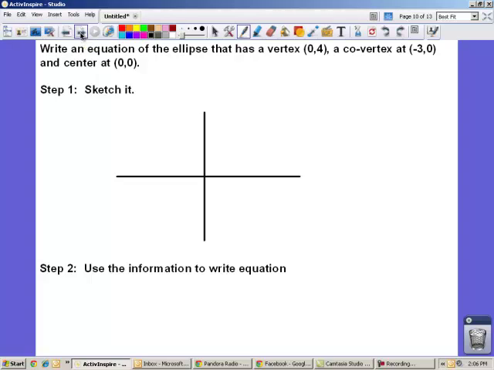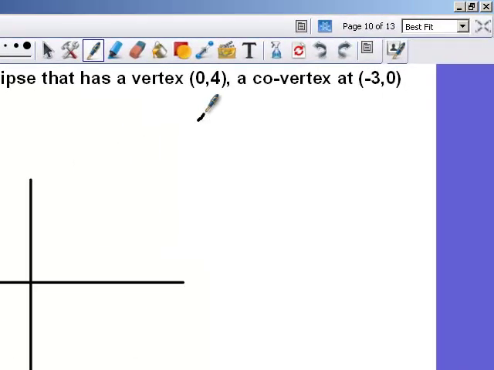Step 1 says sketch it, and I want you to realize that while you're doing your homework, you don't necessarily have to sketch it every time. You could do this work without sketching it, because we know that a vertex is always going to be our a, and the co-vertex will always be the b. So I'm going to go ahead and just try to do this problem without sketching it.